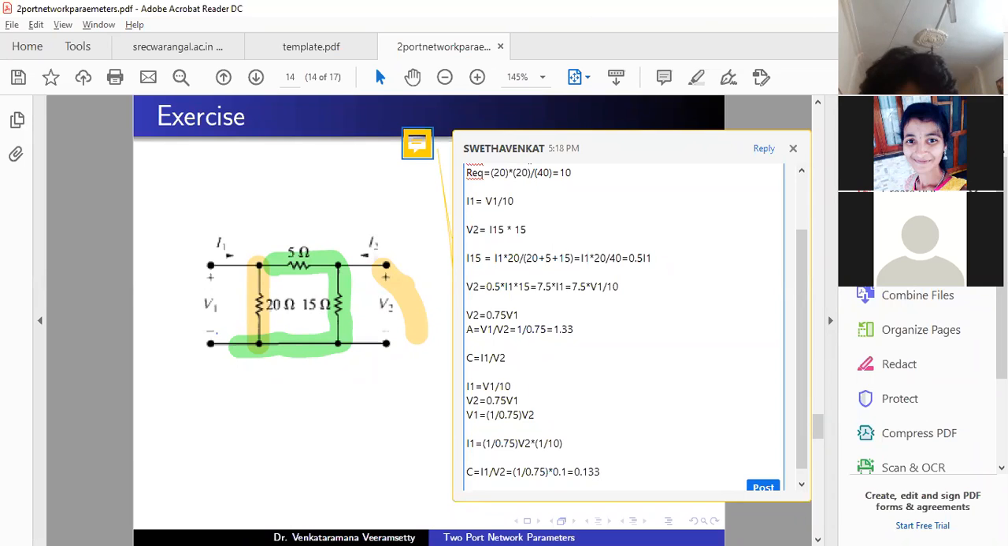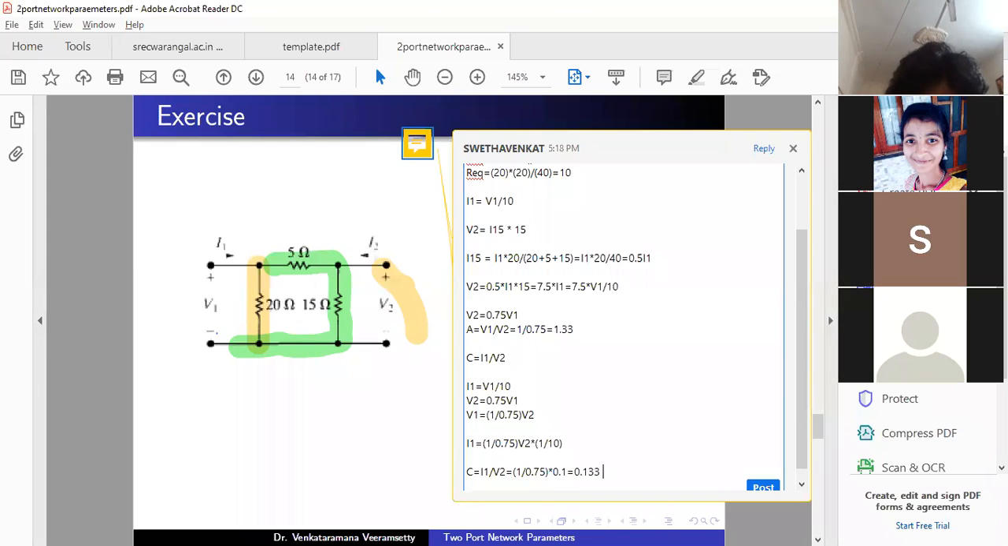Now what are the units for C? No units? More. The numerator is a current and the denominator is a voltage. Amps by volts. It's like an admittance. I by V, it's like an admittance. For admittance, the units are mhos. Right? So in this way, we can calculate the A and C parameters. Hope you understand how we calculate the A and C parameters.